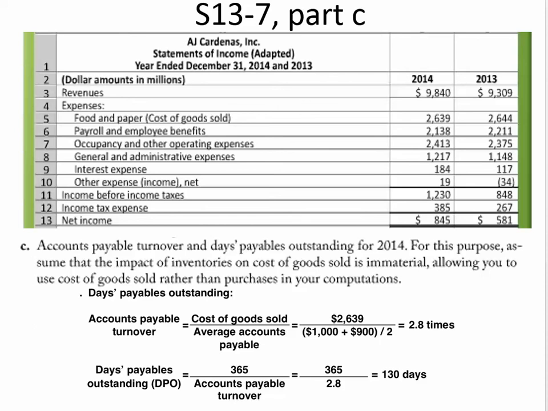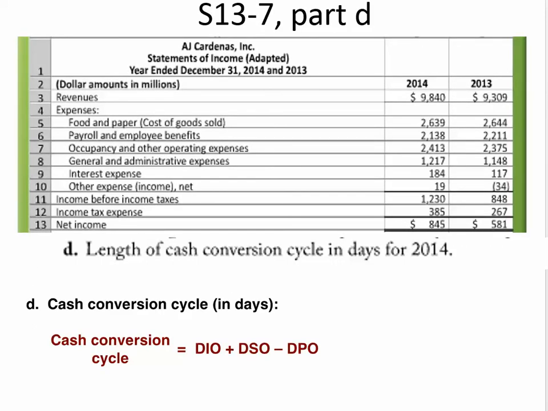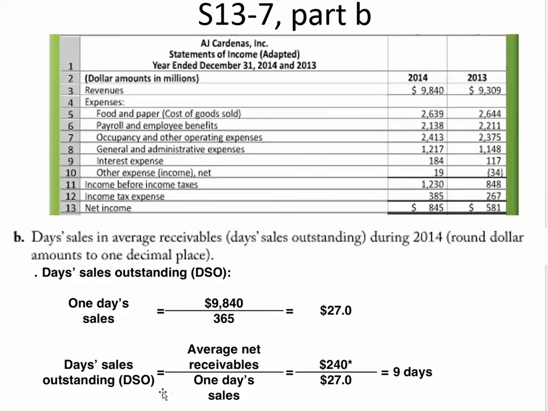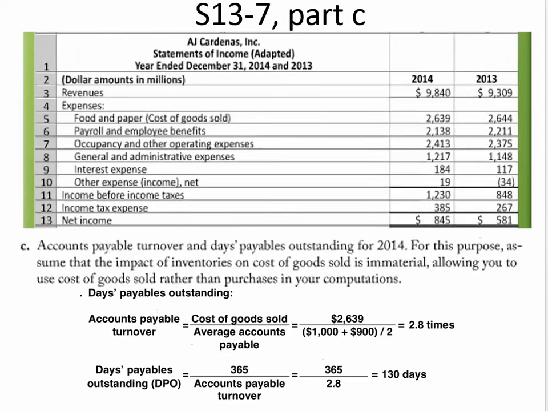Next up, part D. Part D, length of cash conversion cycle. We'll go back and I'll show you the DIO plus the DSO and the DPO. So that's a lot of acronyms. So let's go back to A, days inventory outstanding, DIO, was 12 days. And then in part B, DSO, days sales outstanding, was 9 days. And then part C, we had days payable outstanding of 130 days.